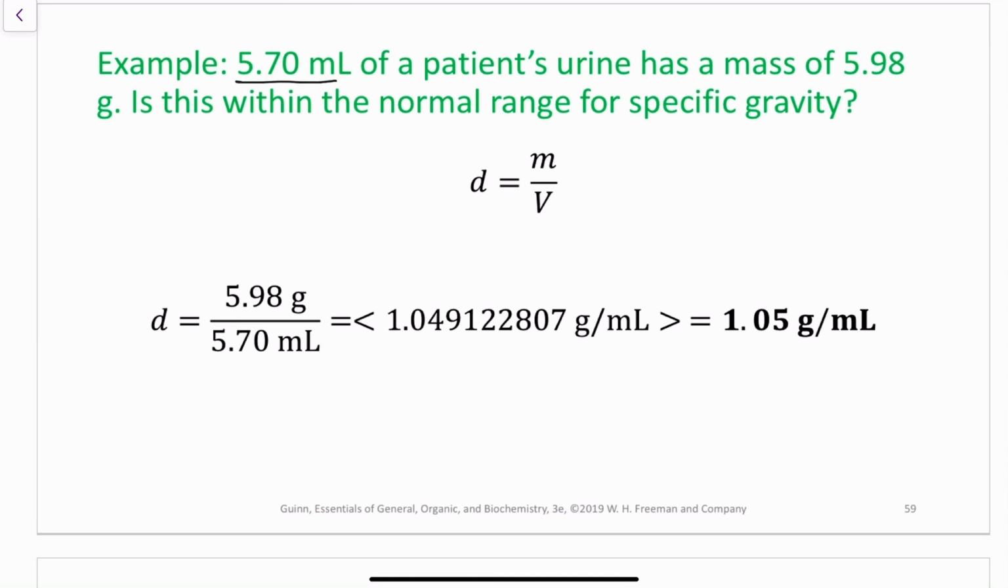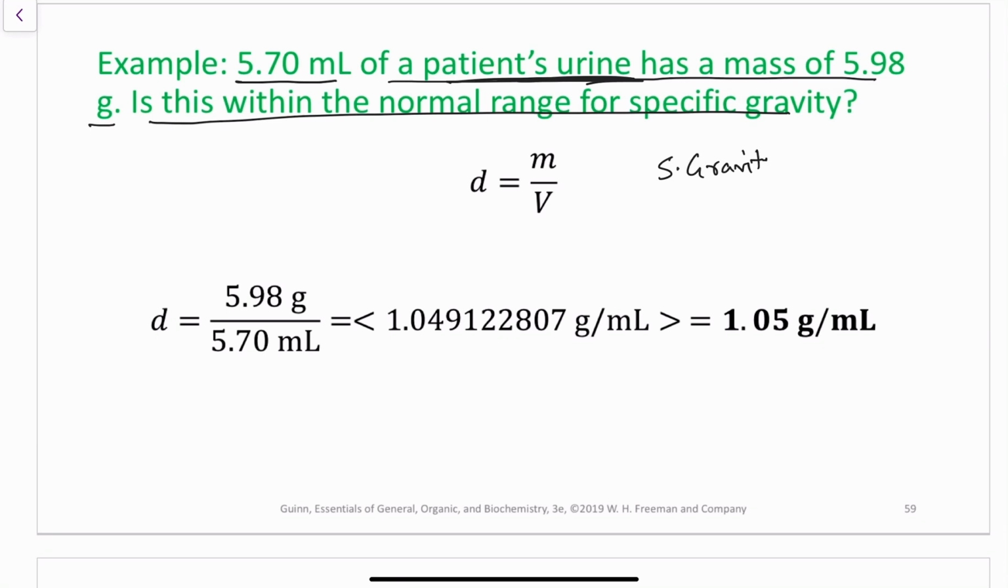A 5.70 ml sample of a patient's urine has a mass of 5.98 grams. Is this within the normal range of the specific gravity? We already know the normal range, right? So let's figure it out. Let's figure out the density of this patient's urine sample first. Why? Because what is specific gravity? Specific gravity is the density of the sample over the density of water, right? So we have to figure out the density of the sample first.